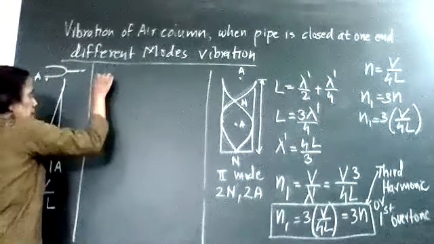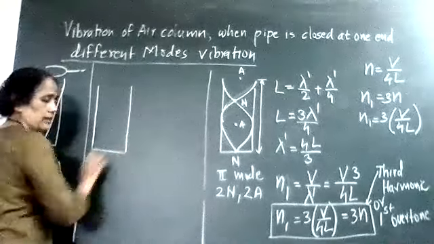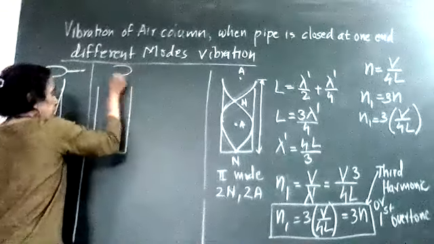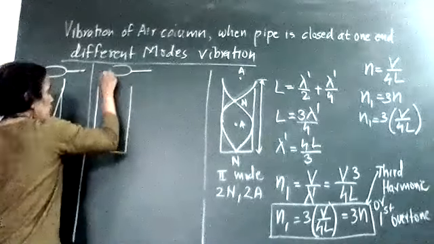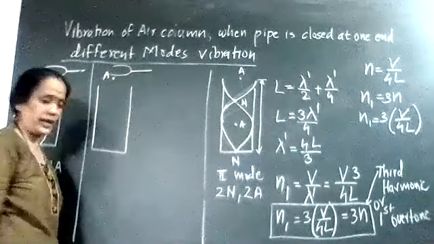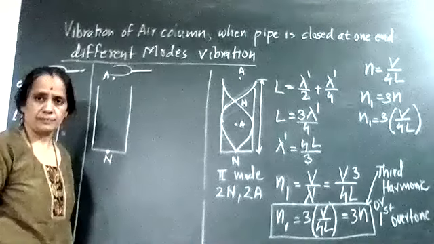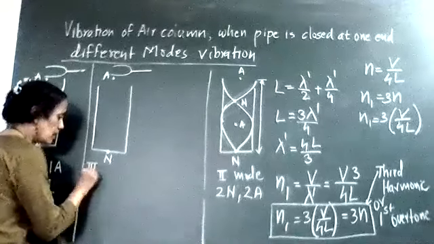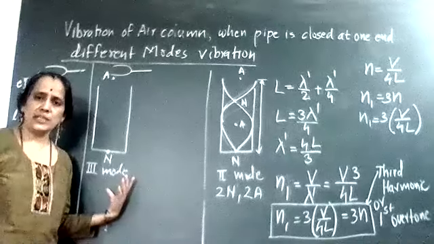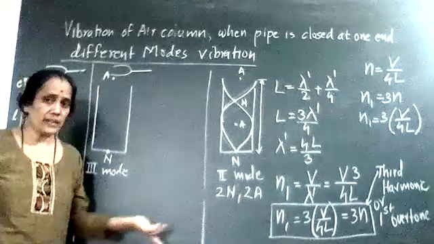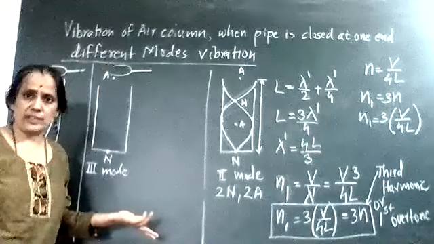In the third mode of vibration, again I will draw a pipe of length L. The vibrating tuning fork will be held at the open end. So an antinode will be formed at the open end, and a node will be formed at the closed end. And this is the third mode of vibration. In the third mode of vibration, the wavelength of the sound waves is definitely different, so the number of loops formed will be different.